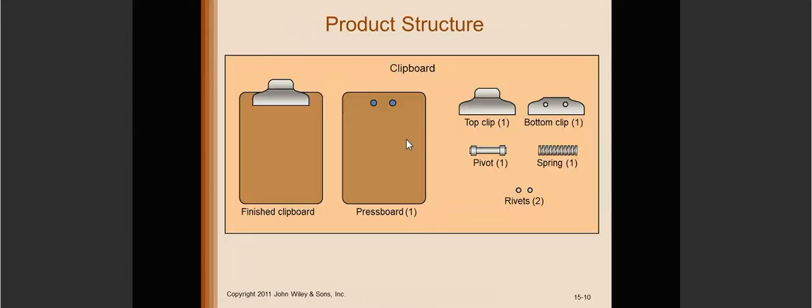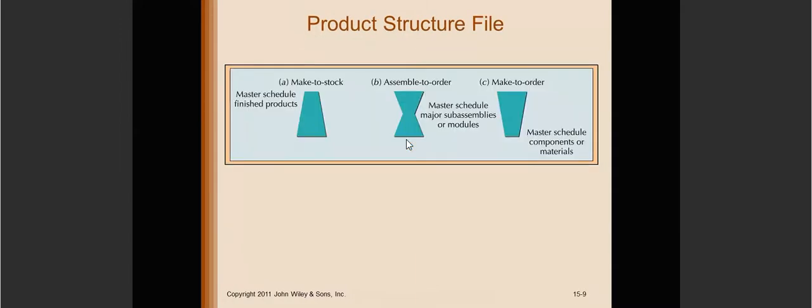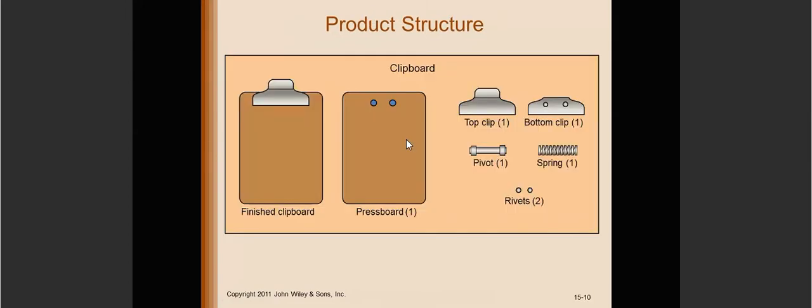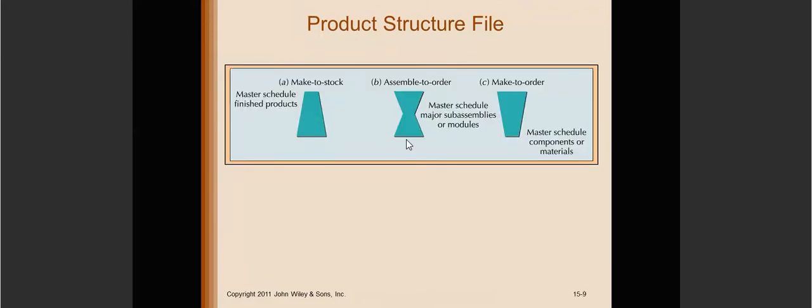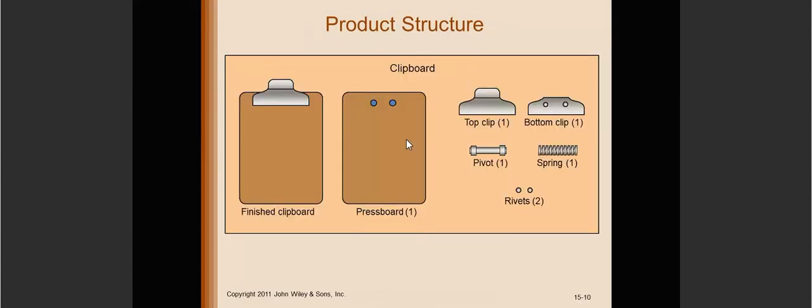So our discussion of the MRP system today will be focused on the make to stock production strategy, where the master production schedule has information about the forecast, combined with customer orders, to plan the production process.